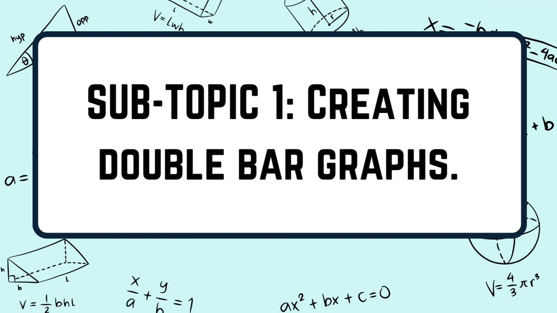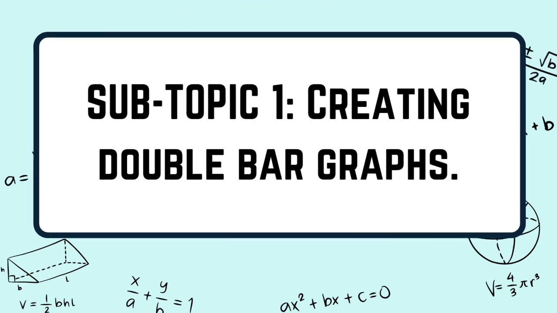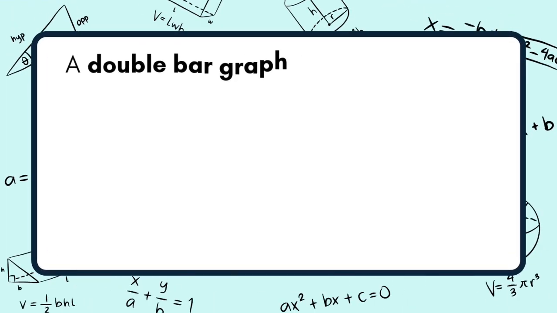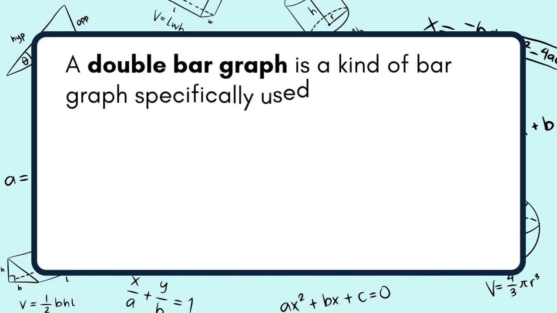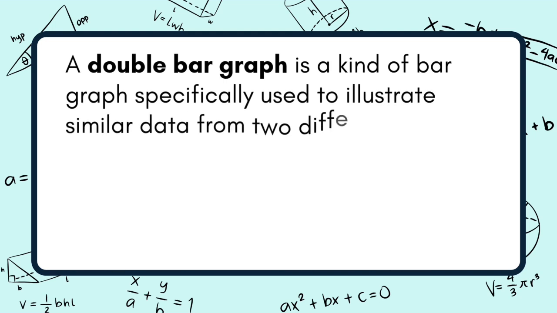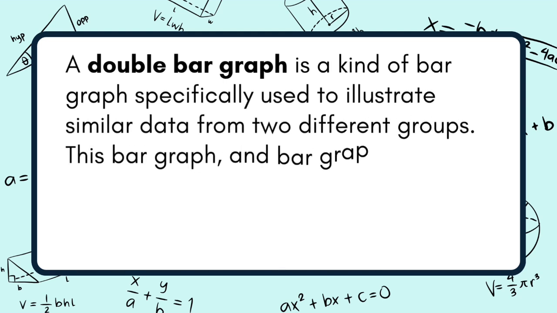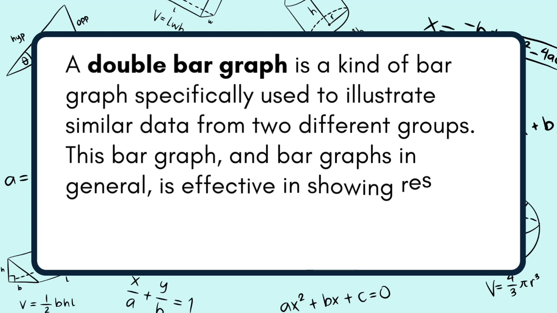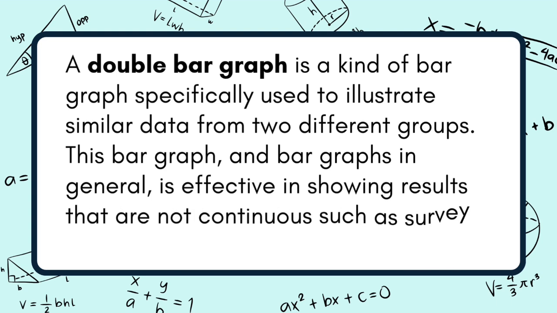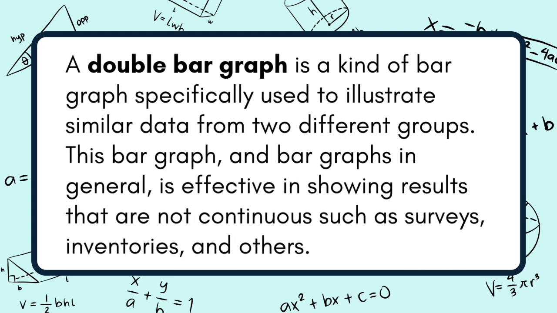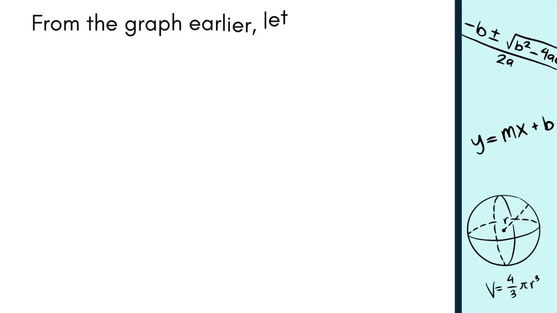Okay, so now how do we create a double bar graph? We are going to discuss this on our subtopic 1, which is about creating double bar graphs. A double bar graph is a kind of bar graph specifically used to illustrate similar data from 2 different groups. Bar graphs in general are effective in showing results that are not continuous, such as surveys, inventories, and others.